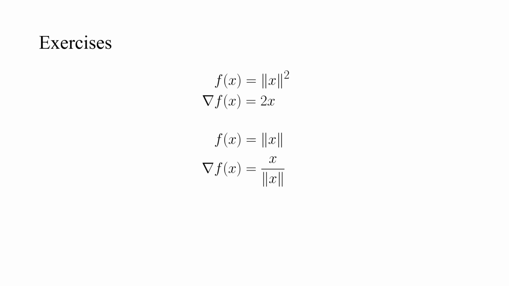The gradient of the first function is 2x and the gradient of the second function is x over the norm of x. Did you get them right? Try to derive them yourself. Using the tools we have just visited, we are ready to tackle the problem of solving linear regression.